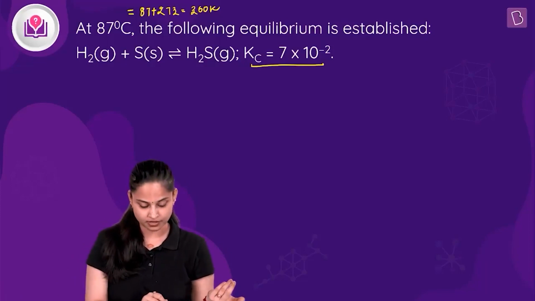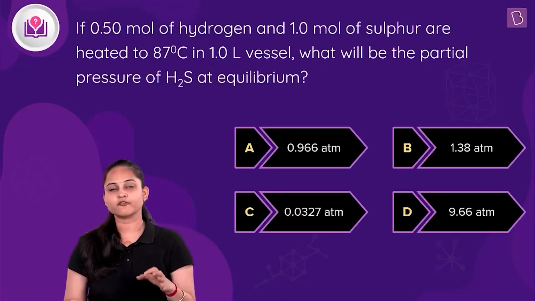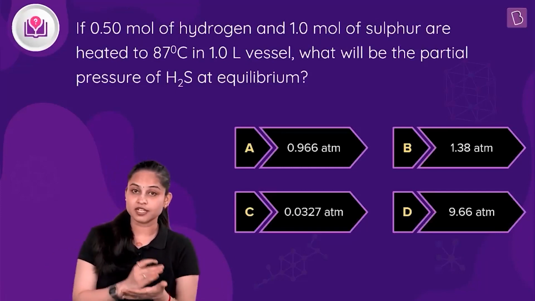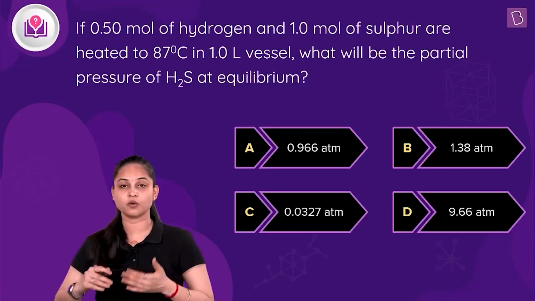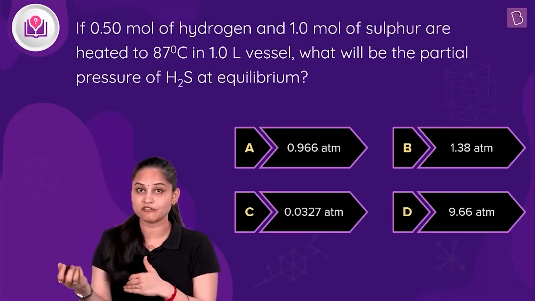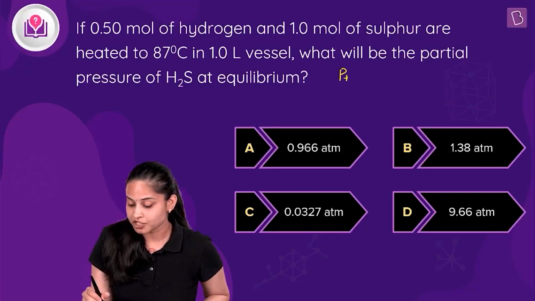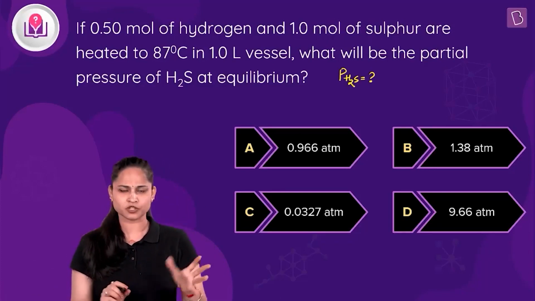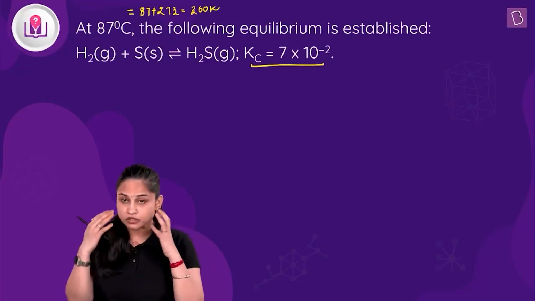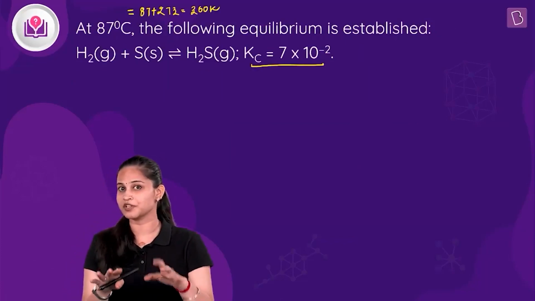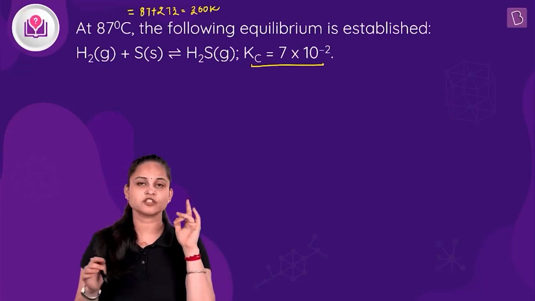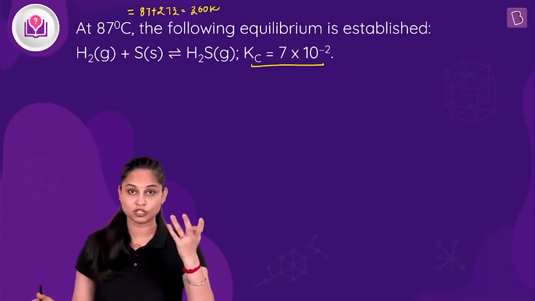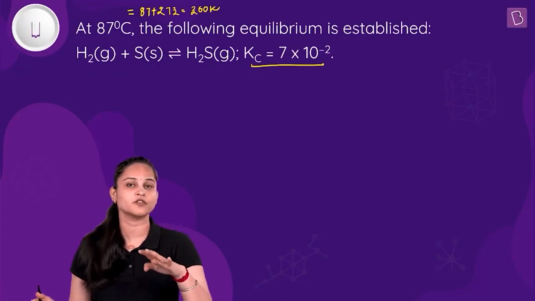Now what is the question asking us? If we have 0.5 mole of hydrogen and 1 mole of sulfur, and they are heated at 87 degrees Celsius in a 1 liter vessel, what will be the partial pressure of H2S at equilibrium? You have to calculate the partial pressure of H2S at equilibrium. Very simple to calculate. Easy peasy lemon squeezy question. I'm going to solve this particular question for you guys. Initially, we have the number of moles of hydrogen as 0.5 and the number of moles of sulfur as 1 mole.